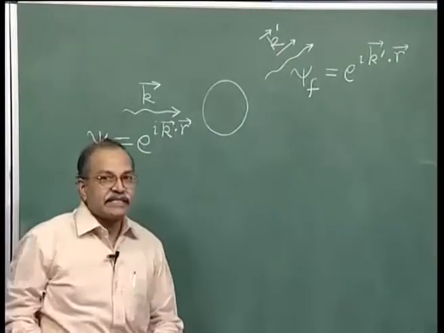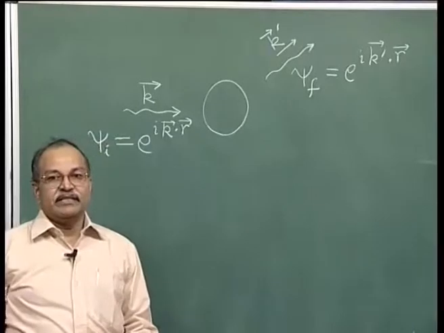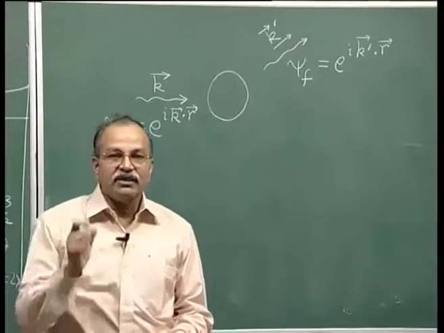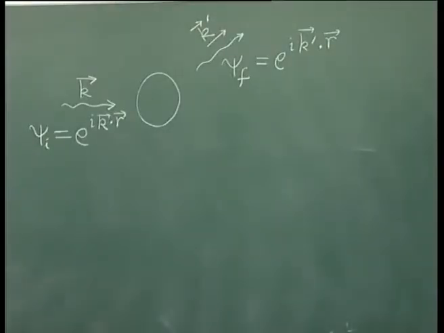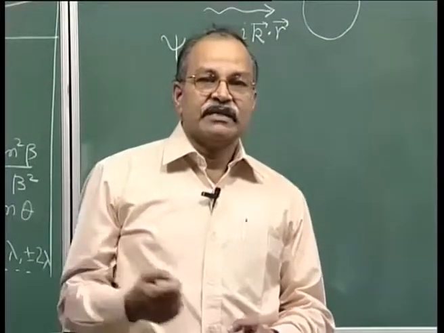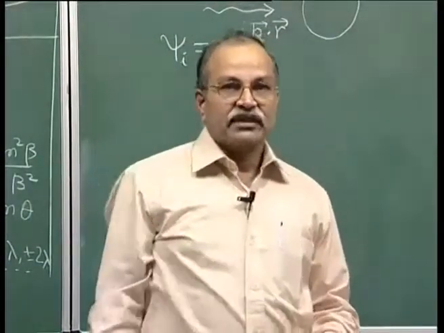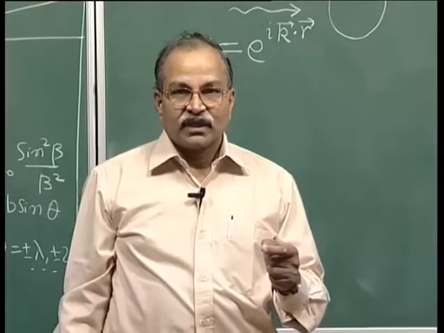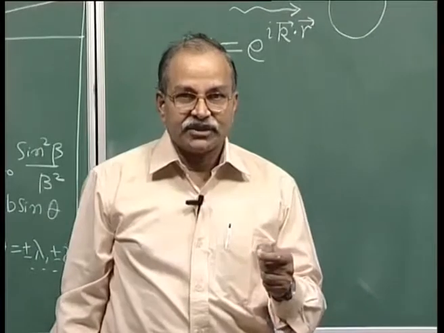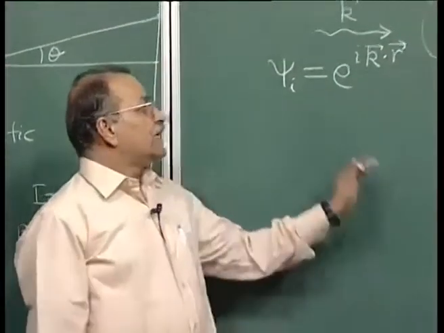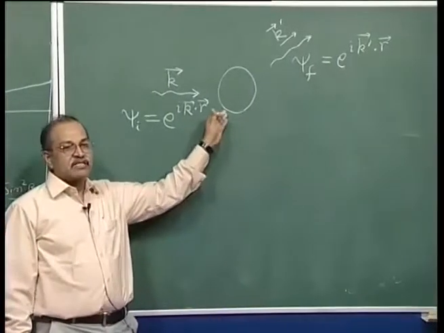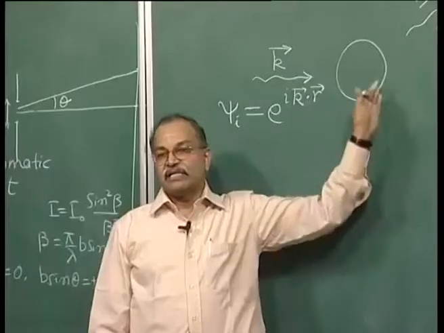It is an elastic scattering, and hence the kinetic energy of the electron remains the same, and hence the magnitude of k remains the same, and only the direction changes. So, k vector and k prime vector differ only in direction, not in magnitude, and the magnitude is related to the energy, kinetic energy. Okay. And what made this change? Electron wave function going from psi i to psi f, what is that interaction?